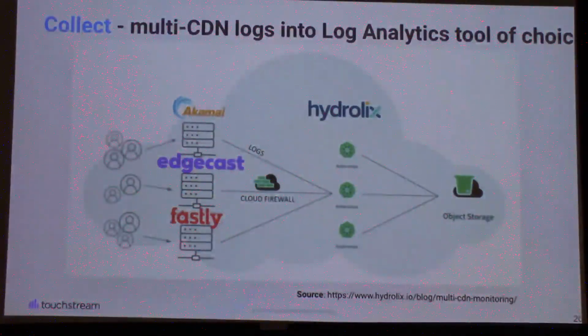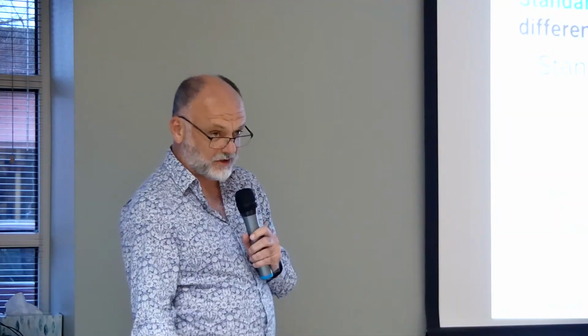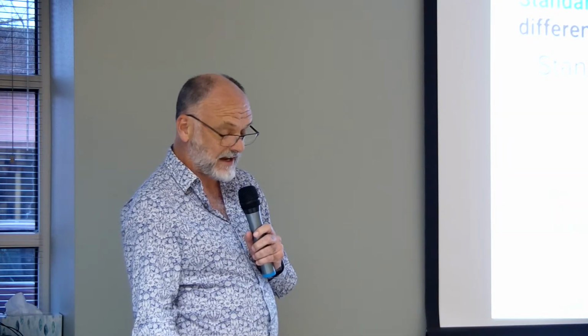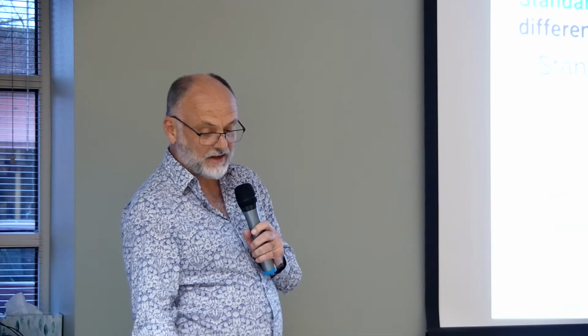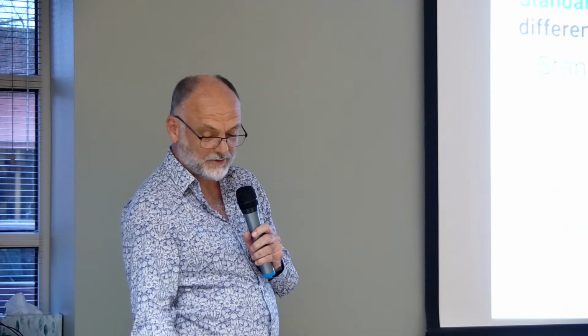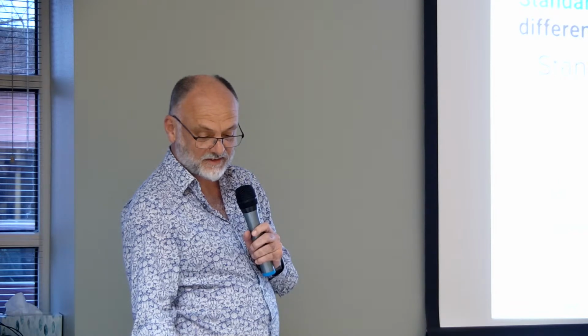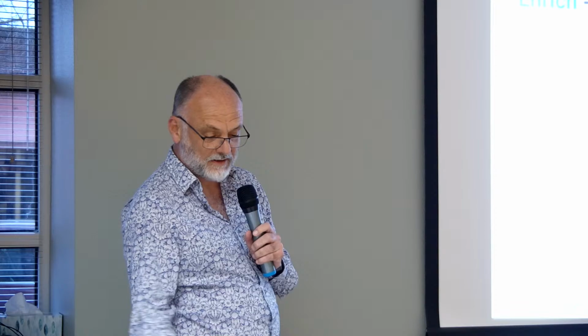The first thing to do is to ingest all that into some wonderful tools, and there's a great tool called Hydraulics. Where's Marty gone? Here he's hiding. One of the first key things you've got to do, if you're multi-CDN, is to standardize that data. Everything's called something different in every CDN. Status code is an absolute famous one: different case, different dashes, all sorts of different fun stuff.